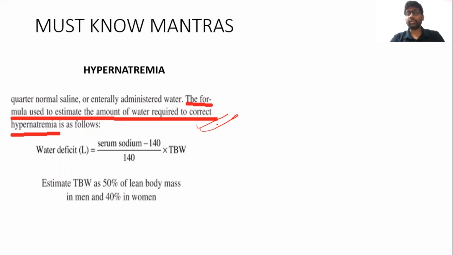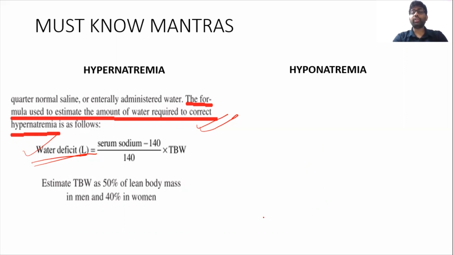Hyponatremia is very common, but uncommon things can be a possibility of being asked. So you calculate the water deficit, and that's the amount of water that you have to replenish to correct the hypernatremia. Water deficit is the serum sodium minus 140, divided by 140, into total body weight. This is a very important correction formula for hypernatremia.